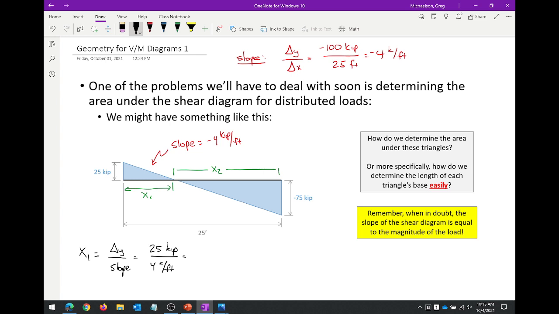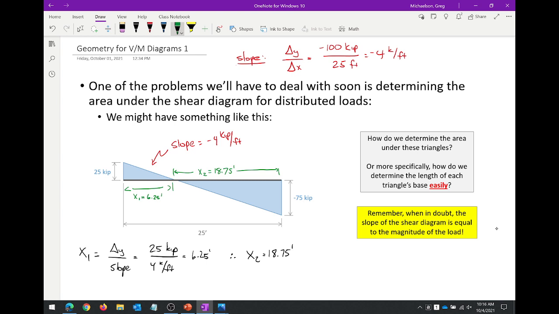6.25. And so what's x2 going to be? Let's see if you can follow that along. 18.75. Do I have a second on that? So there you go. So I propose x1 is 6.25 feet, and I propose that x2 is 18.75 feet. What happens when you add those two values together? What do you get? 25, right? So that makes sense.